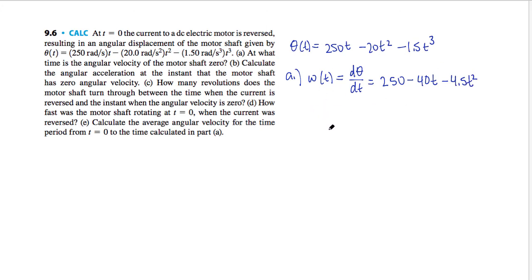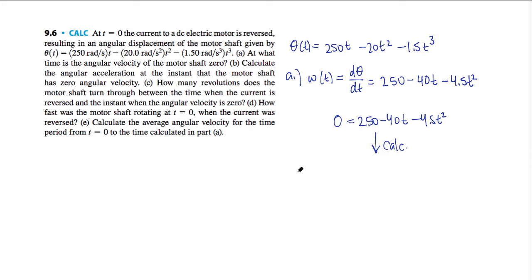So all I need to do when I want to find when the angular velocity is equal to 0 is set this quadratic equation equal to 0. So 0 will equal 250 minus 40t minus 4.5t squared. So from here I just need to solve the quadratic equation. I'm going to use a calculator to do this. You may do whatever method you choose, but I'll pause for a moment and let you do that.